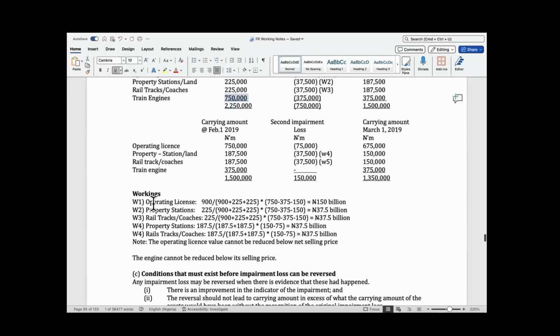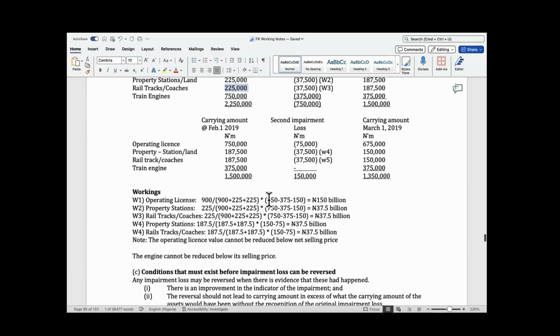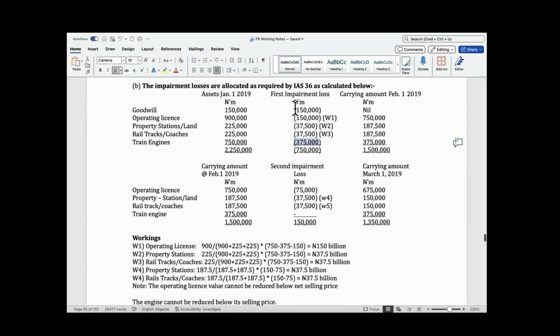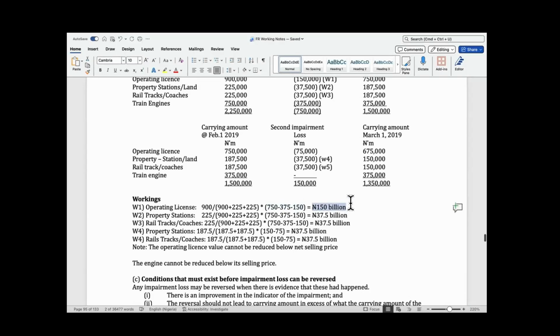So I showed you the workings here to impair the other ones: the operating license, the property stations, the road tracks. For the license, I just did 900 over the addition of the three, that is this, and this. I multiplied it by the balance of the impairment loss, which is 750 minus 375 minus 150. That should be 225. Then when I do the arithmetic, it gives me 150.